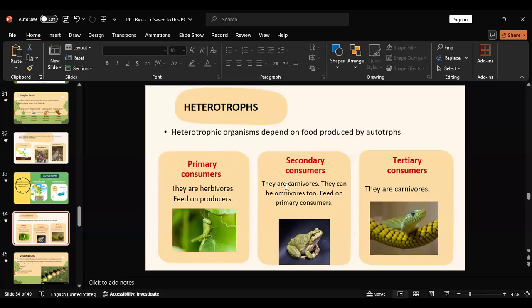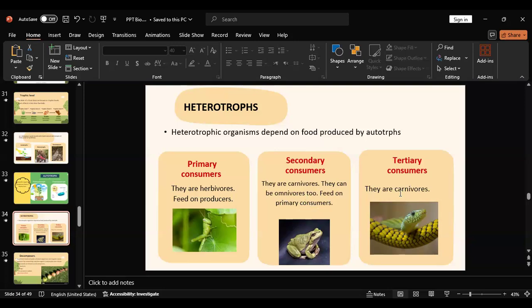Secondary consumers feed on primary consumers. So here mostly they are carnivores. Carnivores mean animals that feed on other animals. Sometimes they are omnivorous too. Omnivorous means it feeds on both plants and animals. So it can be omnivorous also, right? This is the secondary consumer.